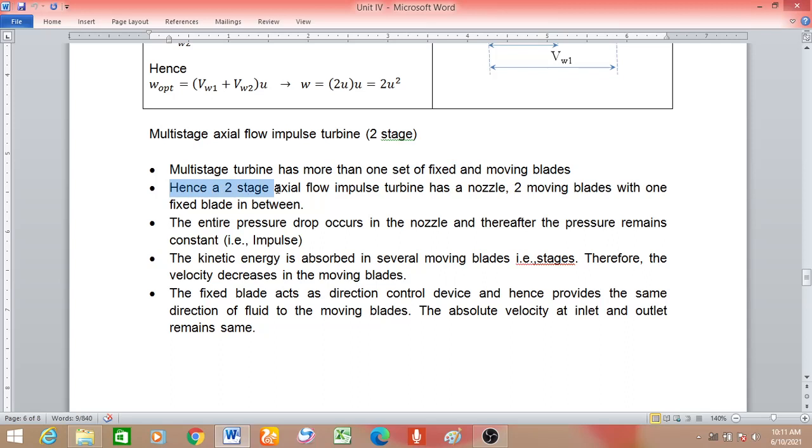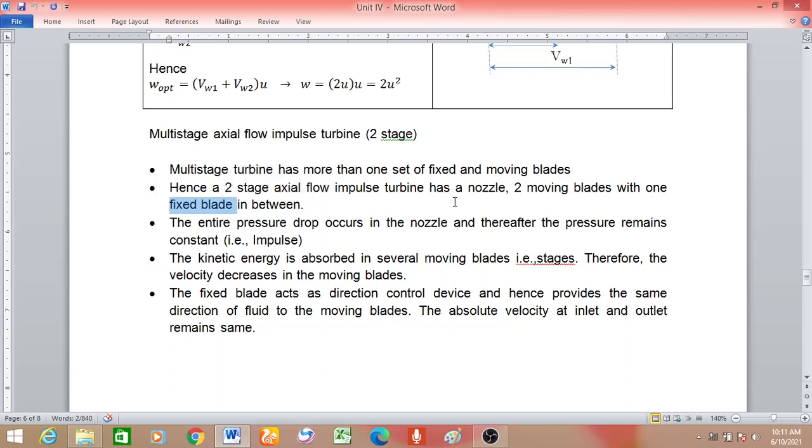So for example, if you take a two-stage axial flow impulse machine, it will have a nozzle, which is the primary component. Then it will have two moving blades, and in between the moving blades you have a fixed blade. The purpose of the fixed blade here is just to change the direction of the fluid that is coming from the first moving blade of the first stage to the moving blade of the second stage. You know that the fluid will be deflected, its direction changed after passing through the first stage. So again the fluid has to be changed to its original direction. For that purpose only the fixed blade is used.